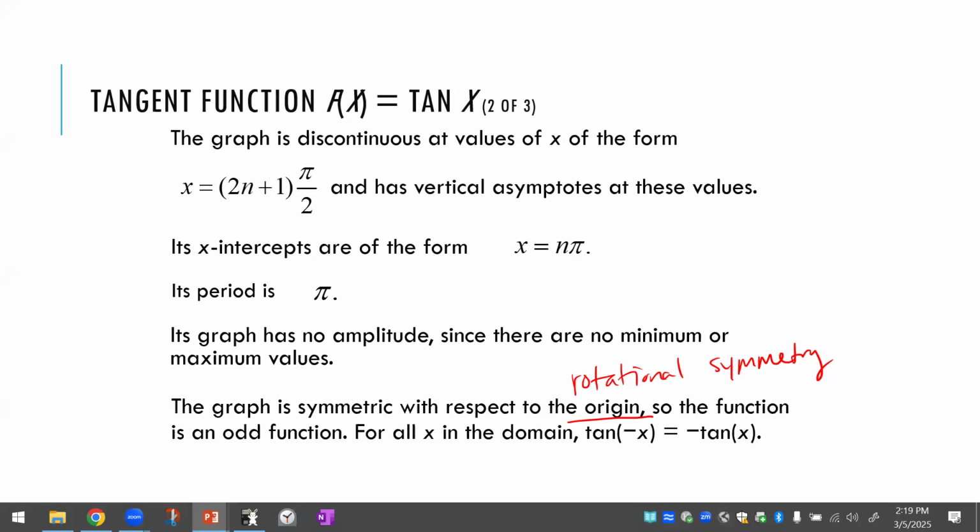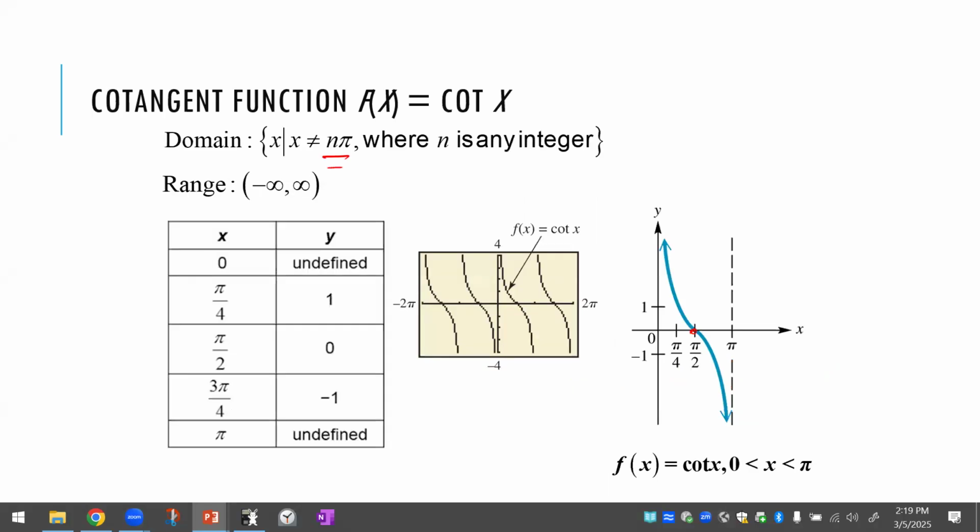Okay. The graph is symmetric with respect to the origin, so it has rotational symmetry. All right. Rotational symmetry means that I can rotate it 180 degrees about the origin, and it will still look the same as long as it's going through the origin, like so. And that makes sense because that's where the value lies.